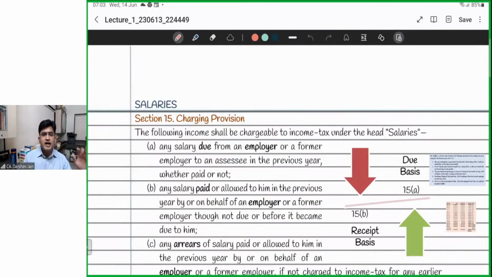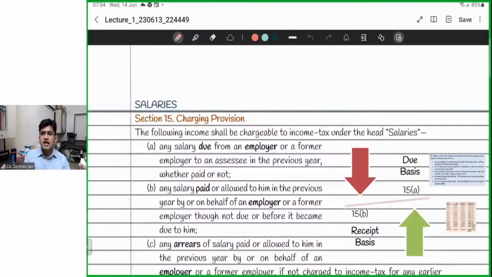See the head, why we need to classify in different heads. The reason is simple. Every head of income has got a different scheme. There is a charging provision. So all of you are aware about it. There is always a charging provision. You have already seen section 4, which was the parent charging provision, but each of the heads of income has got a separate charging provision.